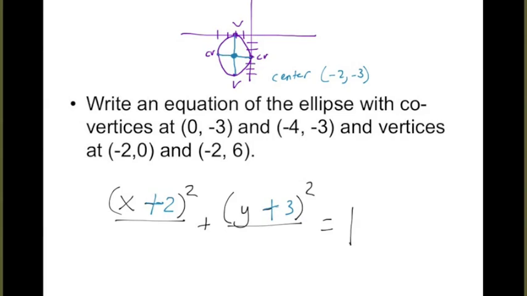For denominators, we want to look at how far we're going in the given directions. So for under x, we want to say how far is it from the center out to the side of this thing in the x direction. So how far is that? 2. But 2 is not going to go into our equation. What's going to go in our equation? 4. Because in the equation, everything needs to be squared.